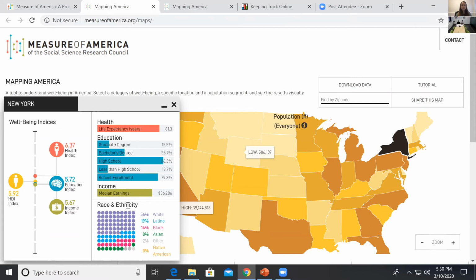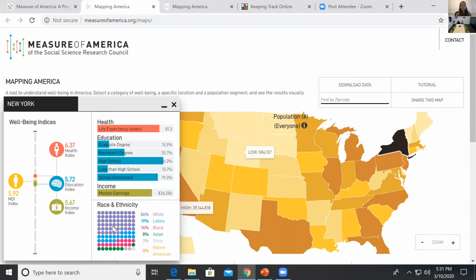But over here is some pretty understandable and easy to break down demographics. So the life expectancy in New York is 81 years, which according to this bar chart is sort of higher than average. And then you have the educational attainment, which are the factors that make up this number of the education index. And then you have income, median income, which is the income index, right?